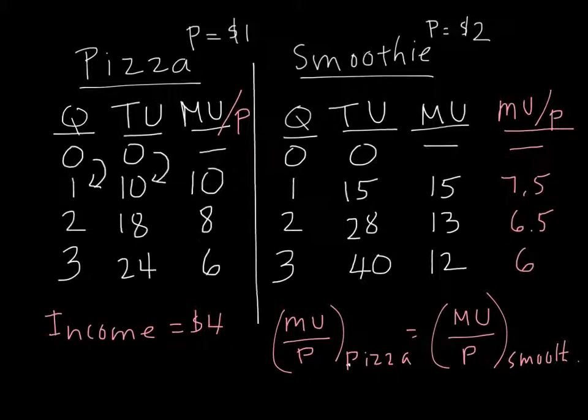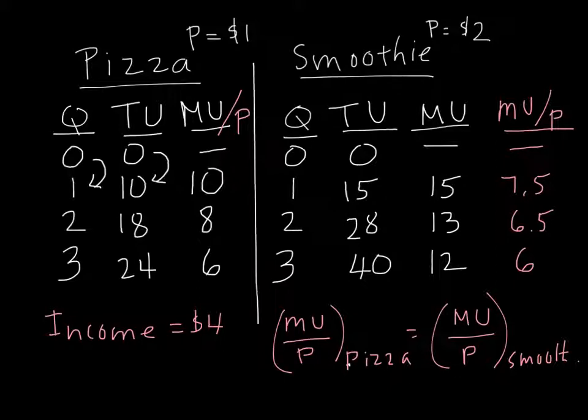Now I'd like you to think about spending your income of $4, $1 at a time, or buying 1 unit of pizza or smoothies at a time. The first unit that you're going to buy is the one where you have the highest marginal utility per dollar. And you can see that the first pizza gives you more marginal utility per dollar than the first smoothie, so you would buy this. Now you've bought 1 piece of pizza, you've spent $1. You still have what? $3 left.